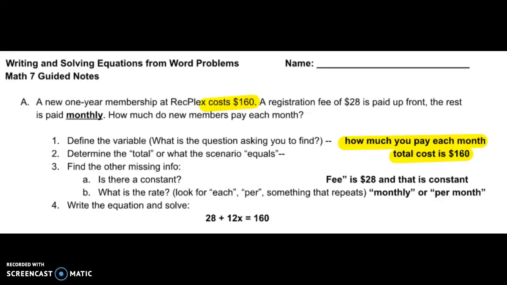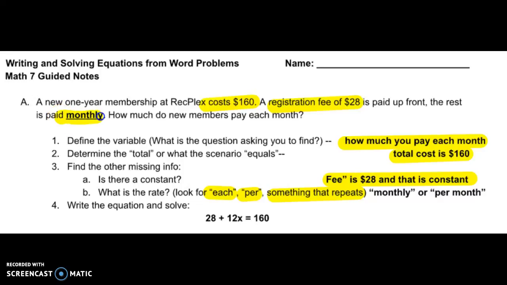Then we're going to determine the other information they gave us. Is there a constant? Is there something that happens one time and therefore in the equation is going to be standing alone by itself? A registration fee is something that just happens once up front when you register. So that $28 is going to be a standalone in our equation. That's the constant. Then the easy way to look for the rate, or the number that's going to be multiplied, is using keywords such as each or per, or sometimes you'll just have to use some common sense to know that that number is going to keep repeating.